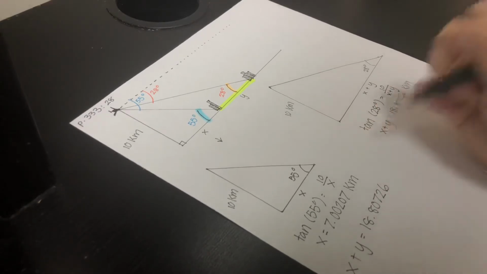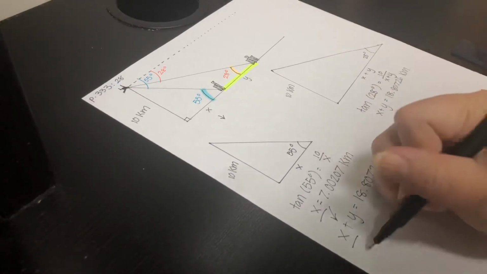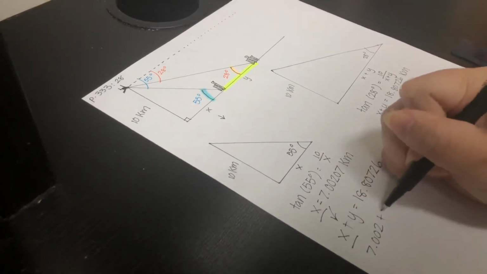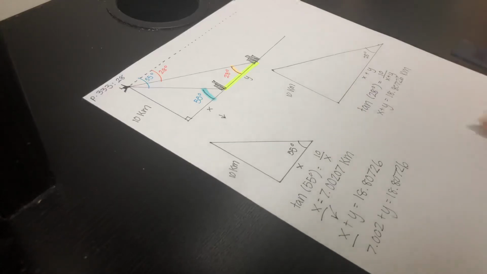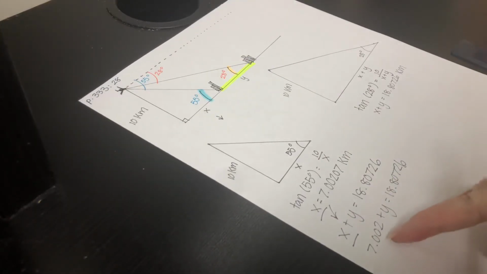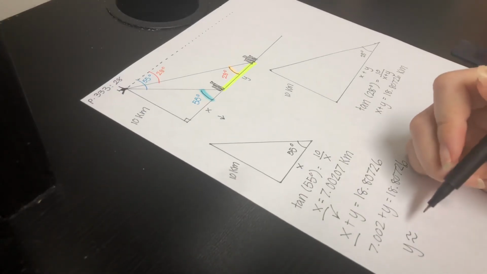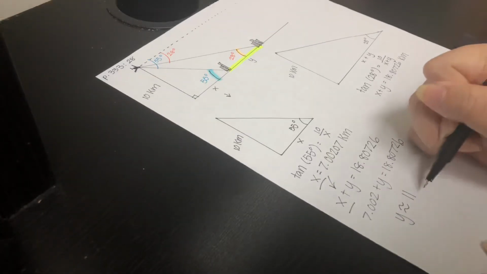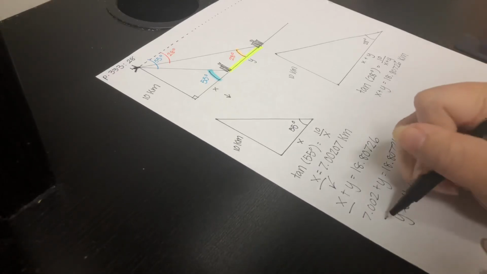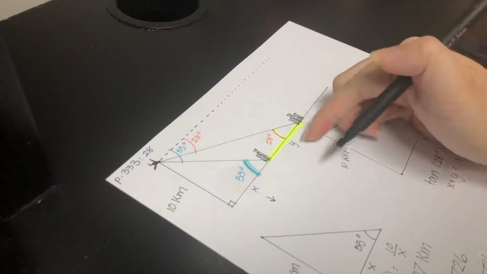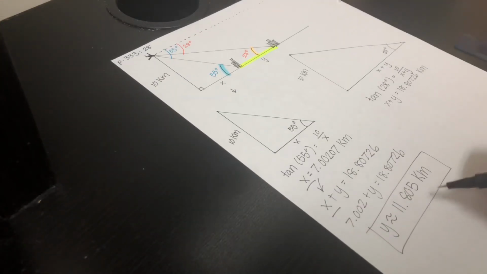And now we substitute. We bring x plus y down, rewriting what we just found, and then this x can be replaced with 7.002, so 7.002 plus y equals 18.80726. Then we subtract 7.002 from both sides, and we find that y is approximately 11.805 kilometers, which means that the y up here, the distance between these two cities, is equal to 11.805 kilometers.